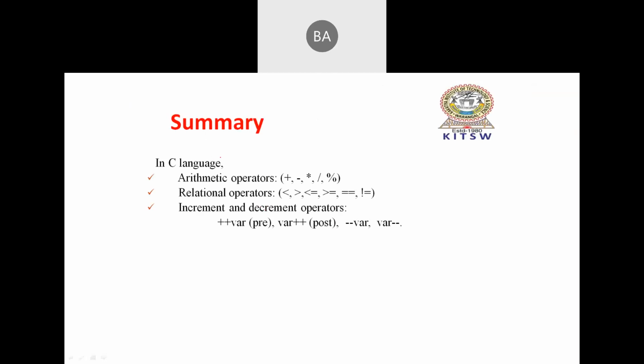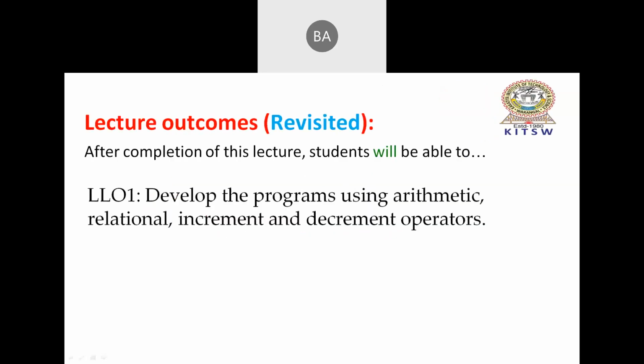Then coming to the summary of today's session. In today's session, we had a discussion about arithmetic operators, which are used for performing different arithmetic operations, and then relational operators, which are used for comparison of two different variable values. And then we have the increment and decrement operations like pre-increment, post-increment, pre-decrement, and post-decrement. So these are the three different categories of operators we discussed in today's session.